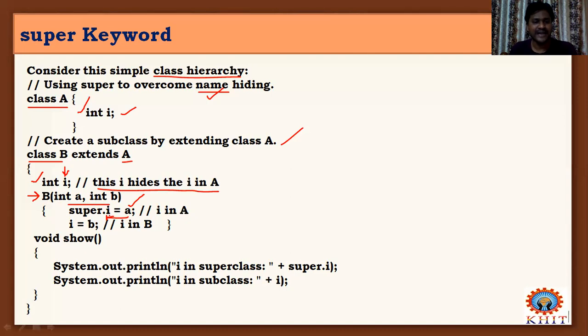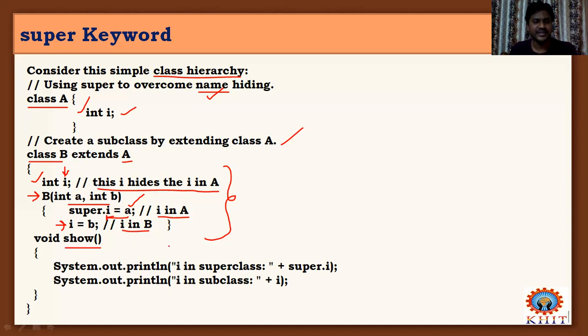So to access this superclass instance variable, I can use the super keyword: super, dot operator, followed by the instance variable name of the superclass. So super.i here means the i instance variable in class A. Now you can access the subclass instance variable i directly like this: i equal to b. This means i in B. So understood, this is the usage of the super keyword in a subclass when it has a member with the same name as a member of the superclass A.